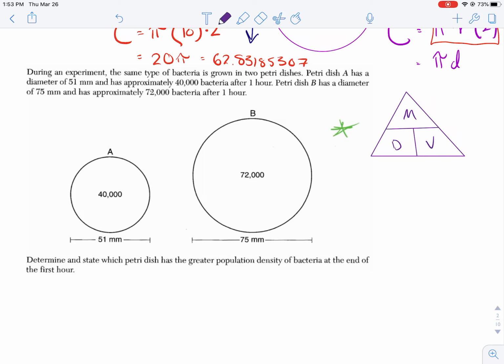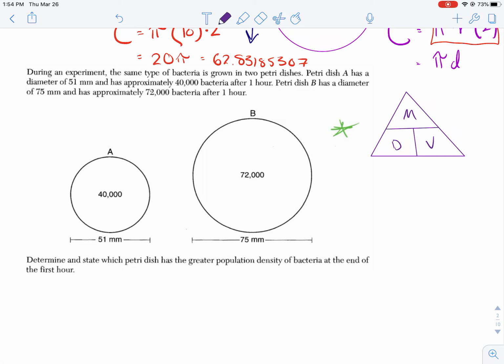During an experiment, the same type of bacteria is grown in 2 petri dishes. Petri dish A has a diameter of 51 millimeters and has approximately 40,000 bacteria after 1 hour. Petri dish B has a diameter of 75 millimeters and has approximately 72,000 bacteria after 1 hour. We want to determine and state which petri dish has the greatest population density of bacteria at the end of the first hour.